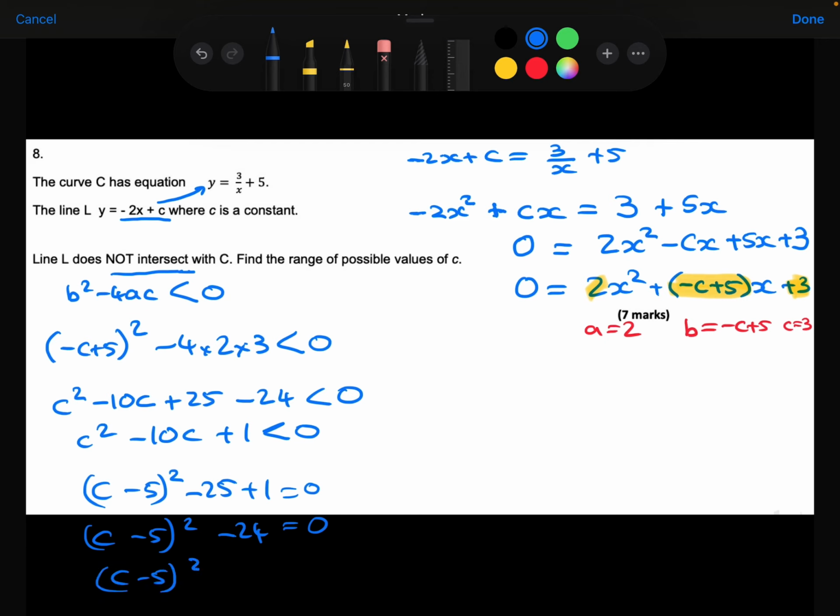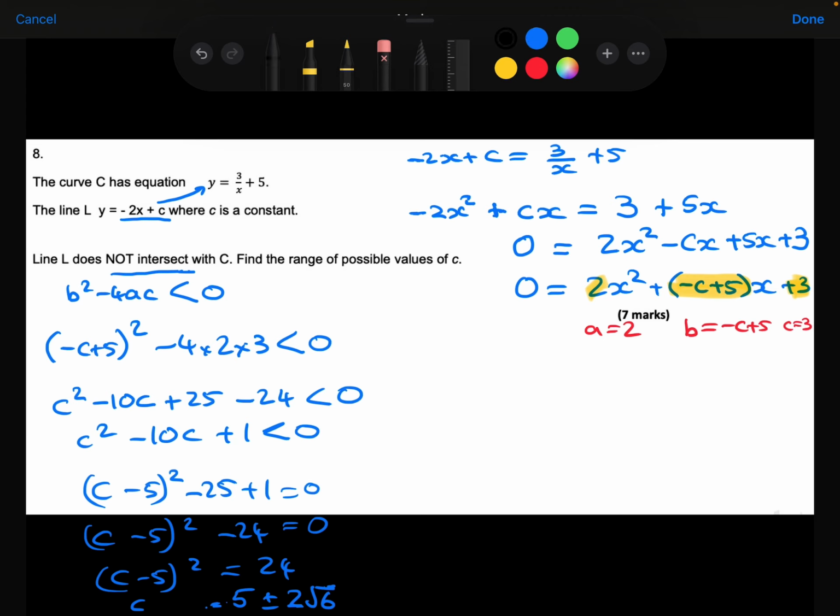So c minus 5 squared is 24. Let's square root both sides. So c minus 5 is equal to plus or minus the square root of 24, which is the same thing as 2 root 6. Let's simplify that third. Root 24 is the same thing as 2 root 6. And now we will add the 5 to both sides. So these are my two roots. We've got 5 plus 2 root 6 and 5 minus 2 root 6.